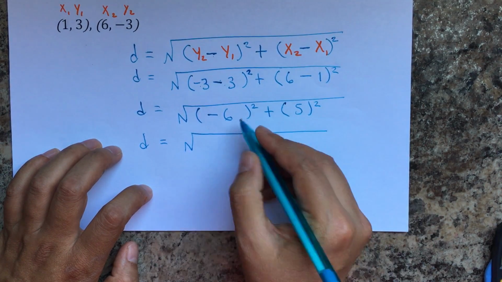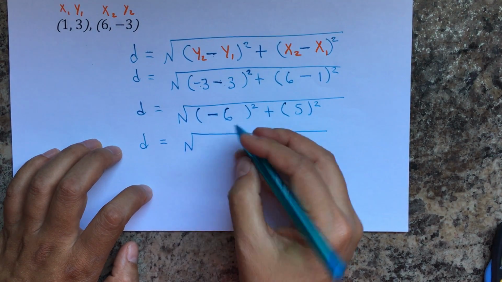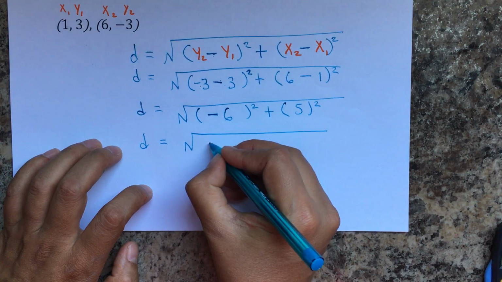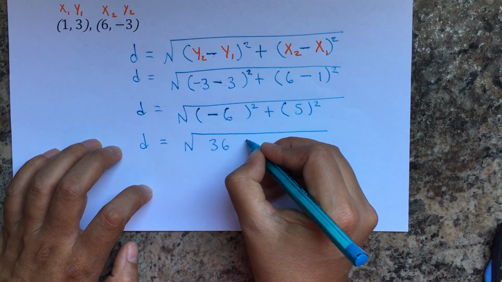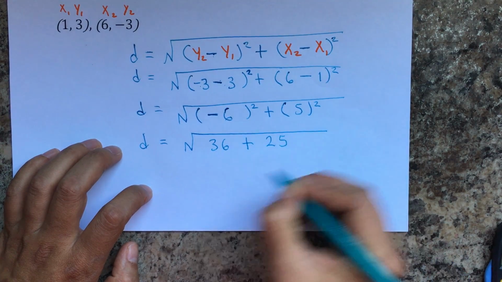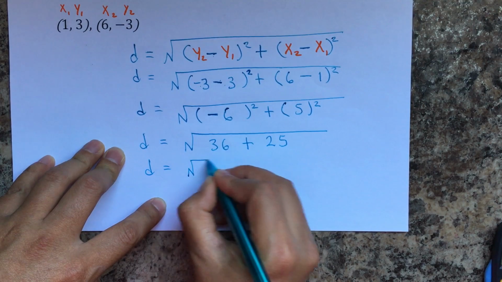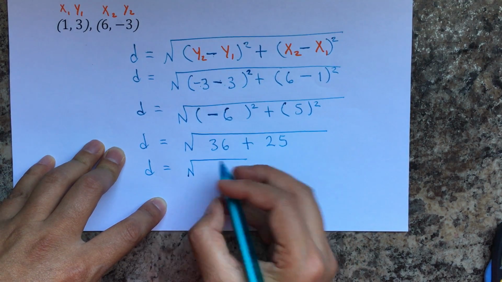And the next step is to actually square it. Remember that when you square a negative, it becomes positive. So -6 times -6, positive 36. 5 times 5 is 25. And we get 61.